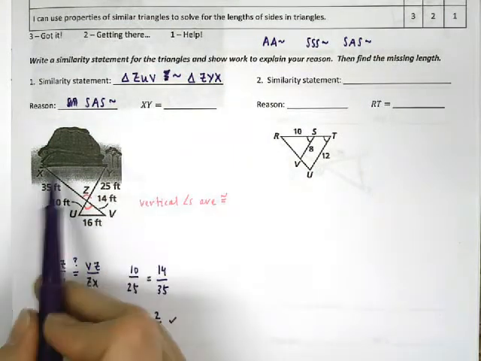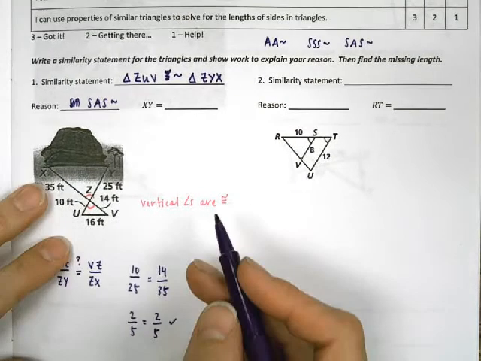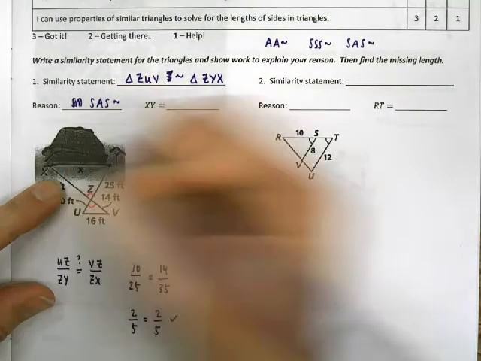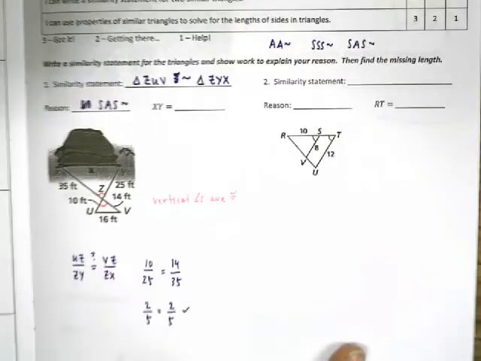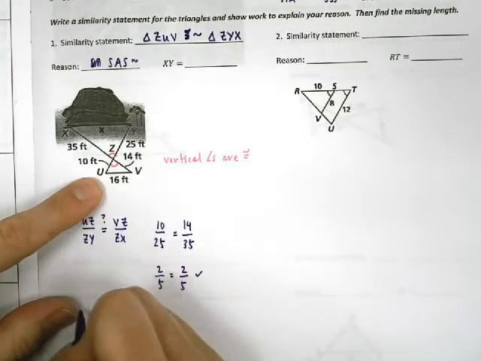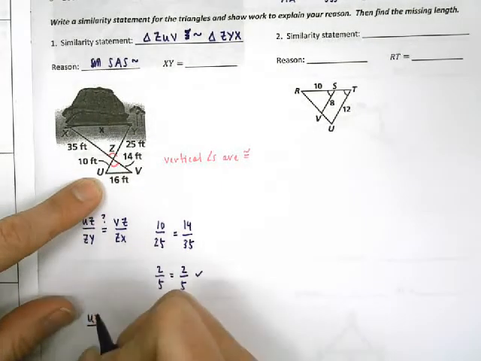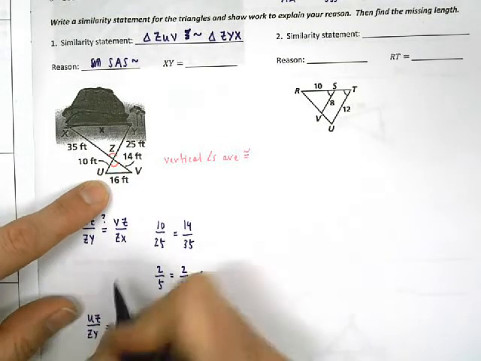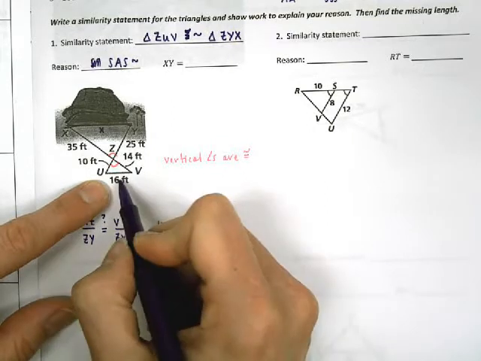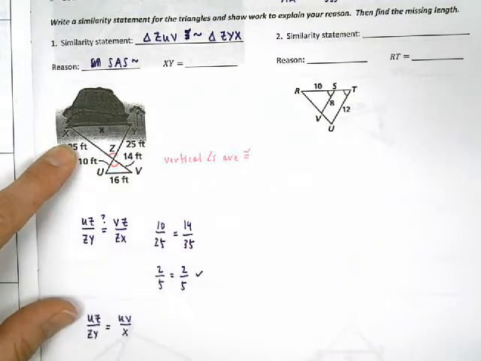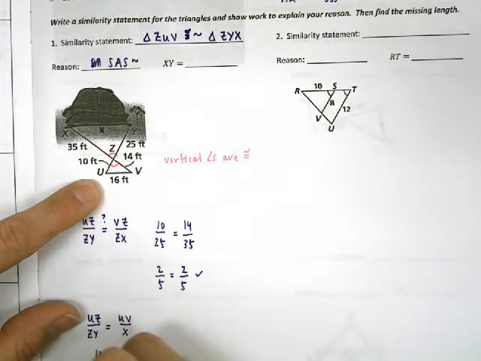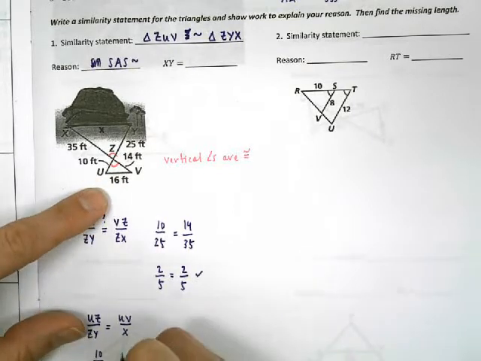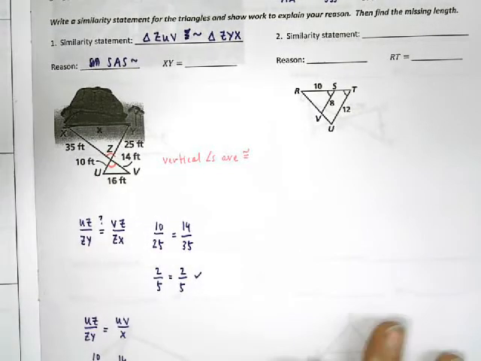Okay, now the last thing I need to do is solve for this missing side, XY. So again, we're going to use a proportion to do that. And I'm just going to call side XY X for right now. So I know that the ratio of UZ to its corresponding side ZY has to be equal to the ratio between UV and my unknown side, which I'm calling X. So again, UZ is 10, ZY is 25, UV is 16, and then I'm solving for X.